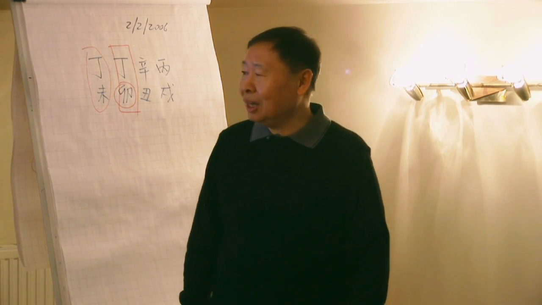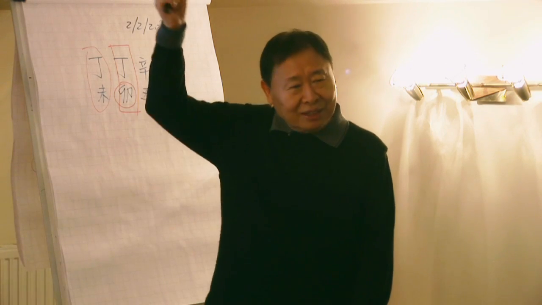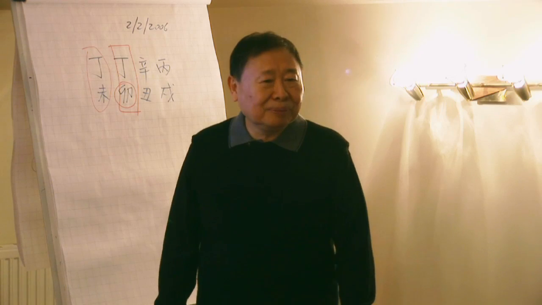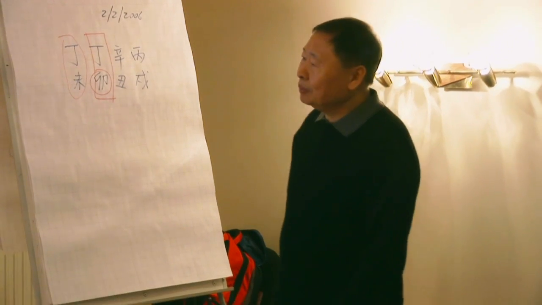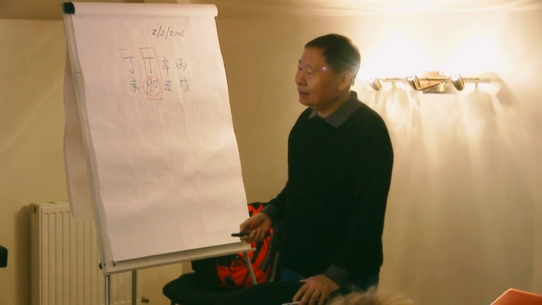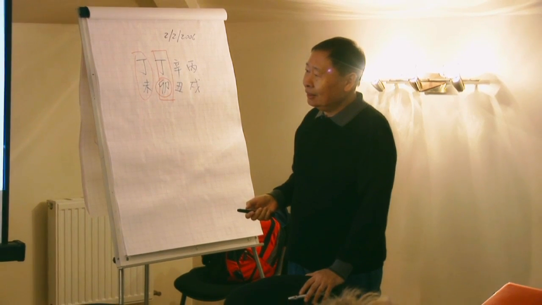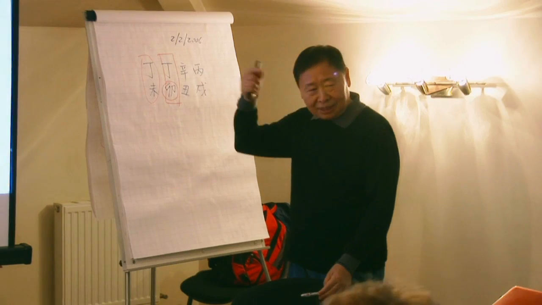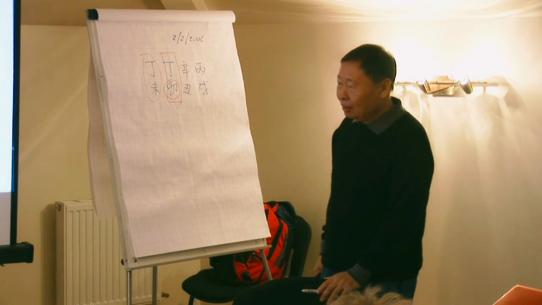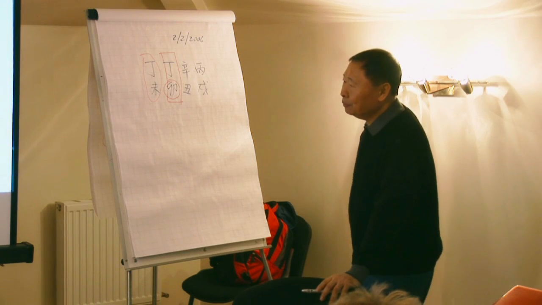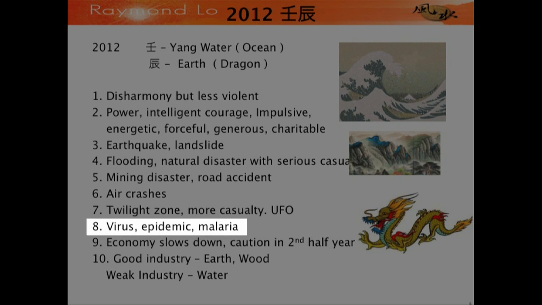And recently, we also have news that certain satellites are falling from the sky. There is a German satellite which was out of order and is falling from the sky. And then number 8: virus, epidemic, malaria.